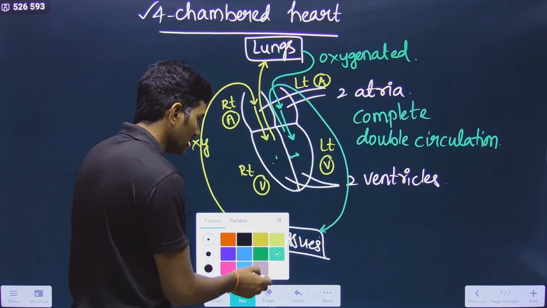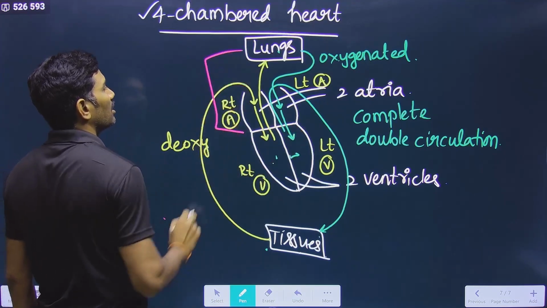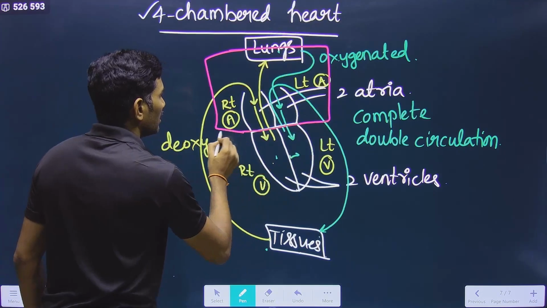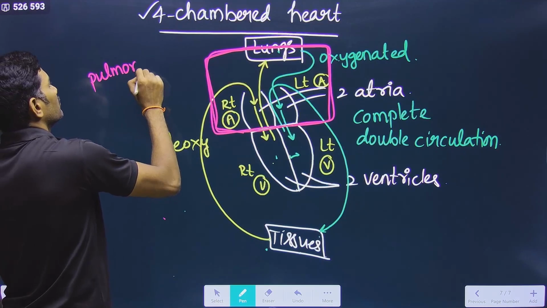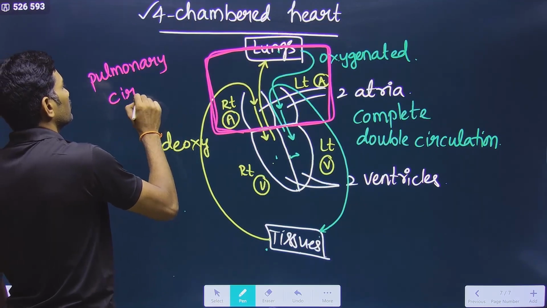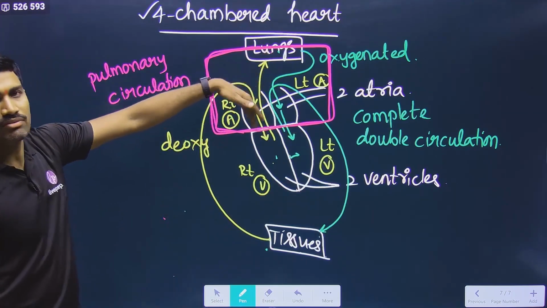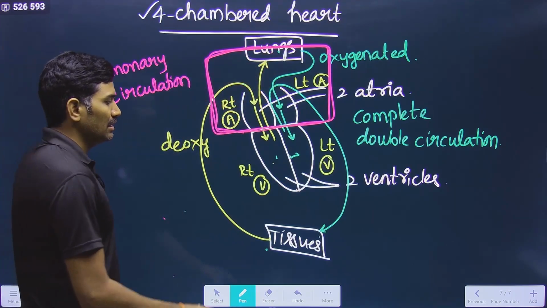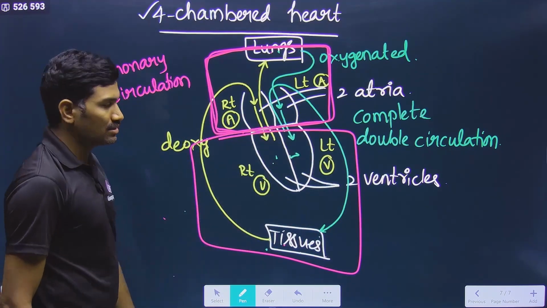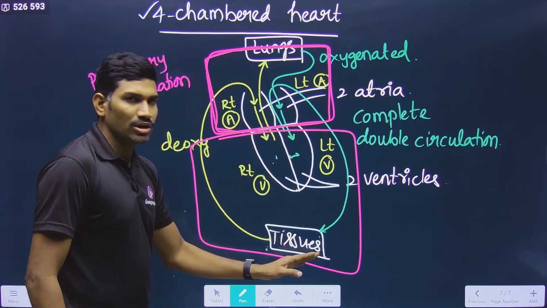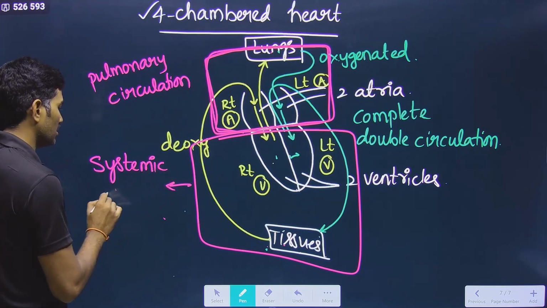And in this case, we are using other names also. What are these names? From the heart to the lungs, this particular circulation is called pulmonary circulation. Pulmonary circulation means it is involving the heart and lungs, to and fro. But here between the heart and the tissues, body parts to the heart to the body parts, this part is called systemic circulation.